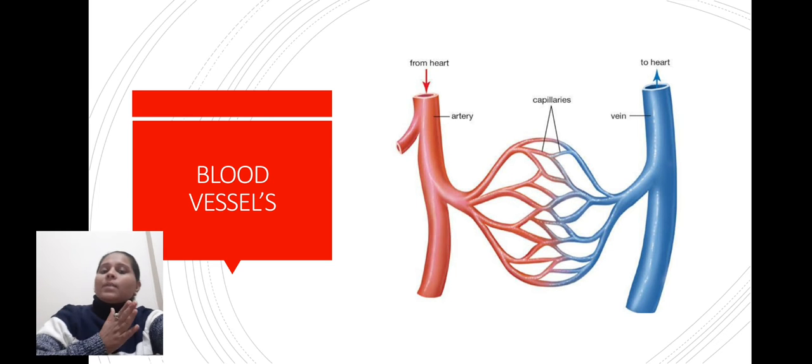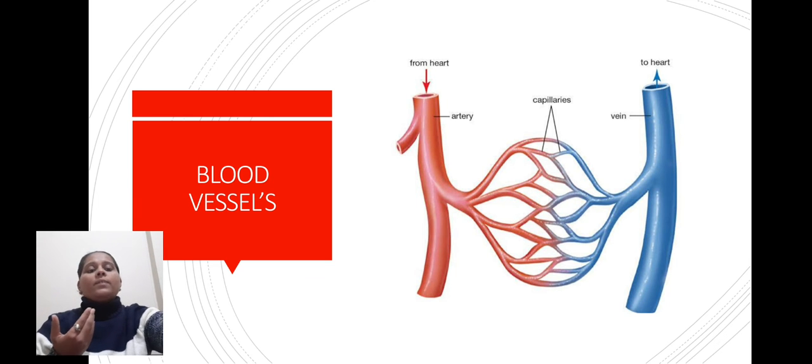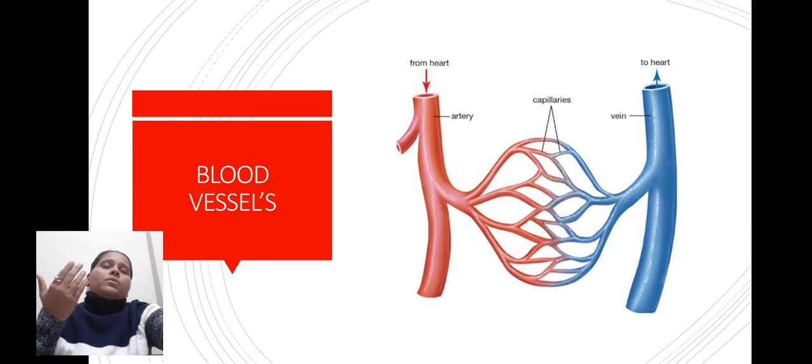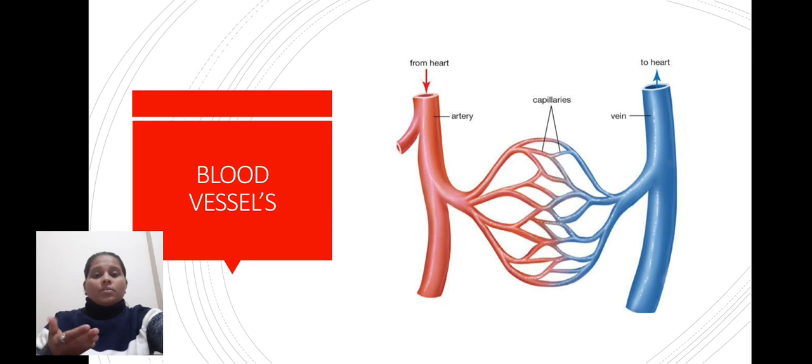So what are blood vessels? There are different types of blood vessels in our body, each carrying out a specialized function. Three types of blood vessels are there: arteries, veins and capillaries. Arteries, veins and capillaries. What are arteries?